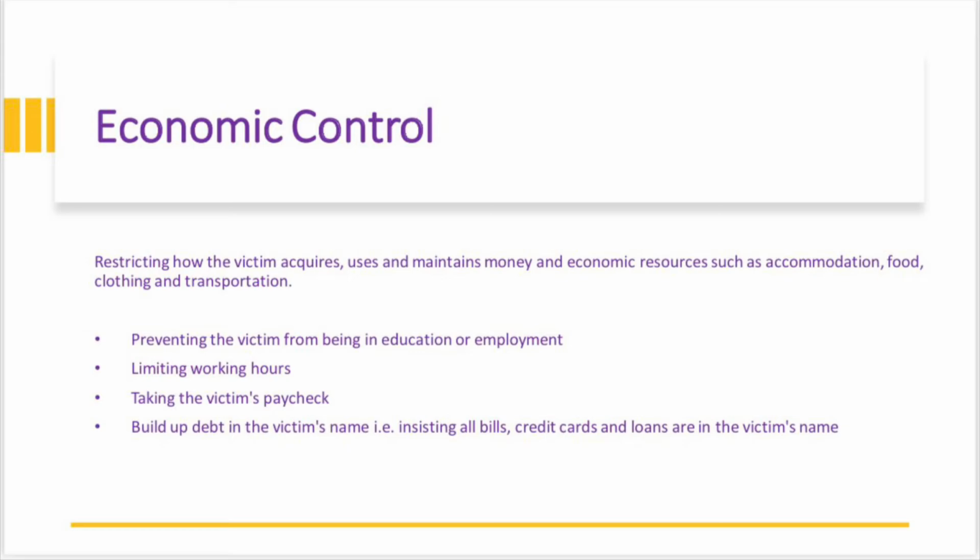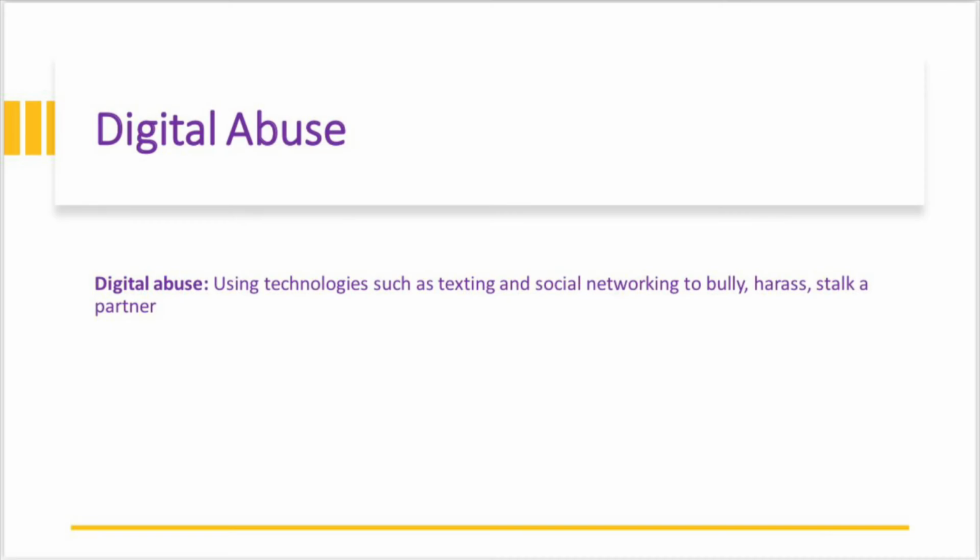Economic control is restricting how the victim acquires, uses, and maintains money and economic resources such as accommodation, food, clothing, and transportation. Some examples of economic control include preventing the victim from being in education or employment, limiting working hours, taking the victim's paycheck, and building up debt in the victim's name. For instance, insisting all bills, credit cards, and loans are in the victim's name. Digital abuse is using technologies such as texting and social networking to bully, harass, and/or stalk a partner.